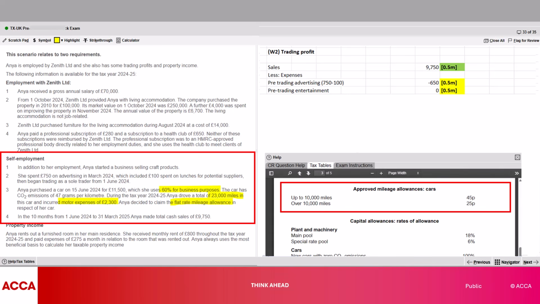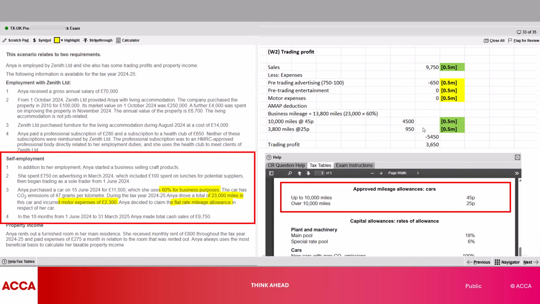So for this one, no deduction for the motor expenses. We've got 23,000 miles in total, 60% for business, so that's 13,800 business miles. Again, make sure you show a breakdown, label your answer so that the marker can easily see what you're doing. We have 10,000 at 45 pence, 3,800 at 25 pence, half for each of those. And that gives us a total deduction of 5,450. So that is our trading profit figure.